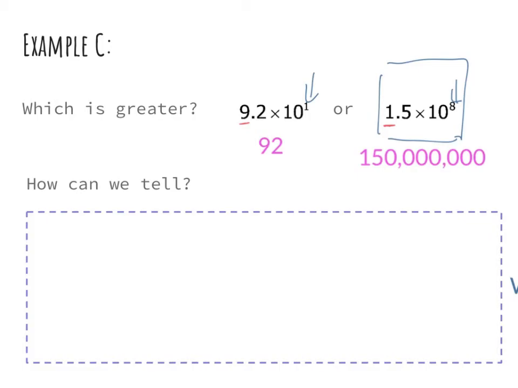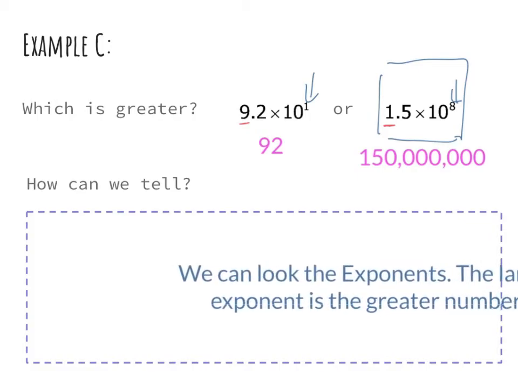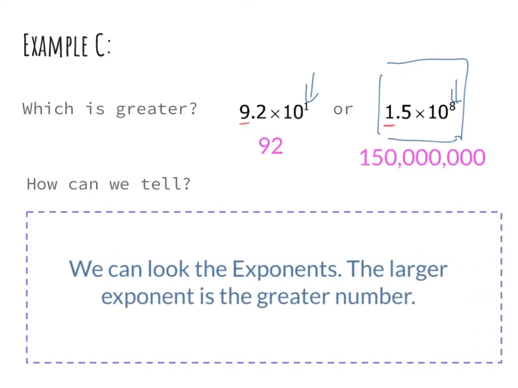And obviously 1 is much larger. The way that I know that is we again can look at the exponents, and the larger exponent is the greater number in this case. Let's look at one more example.